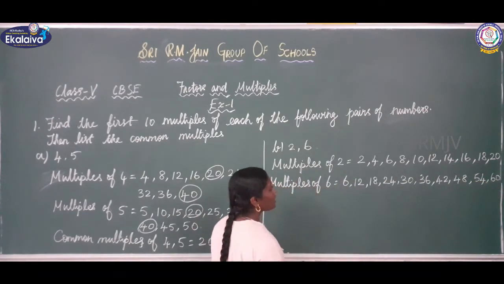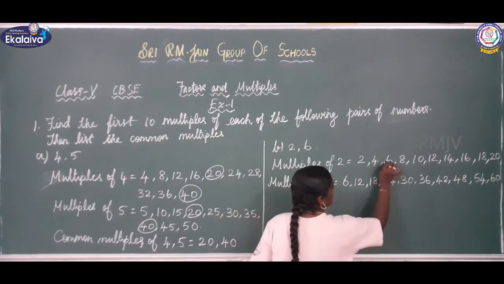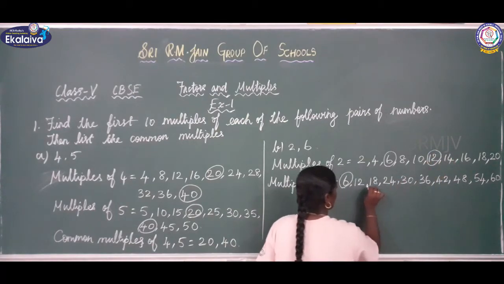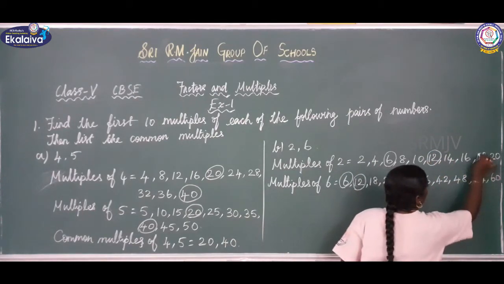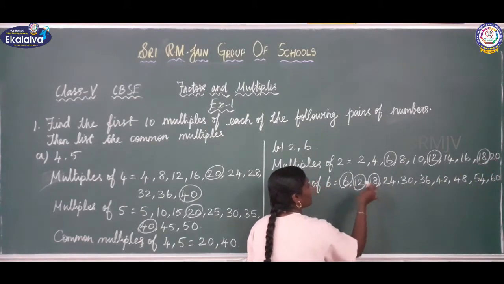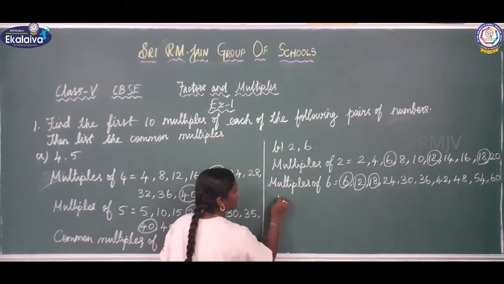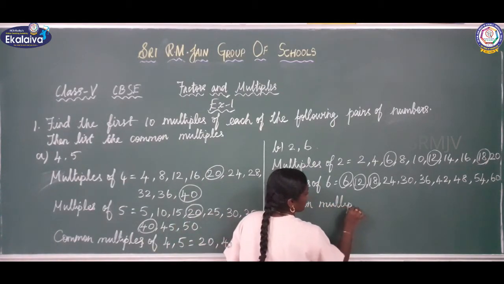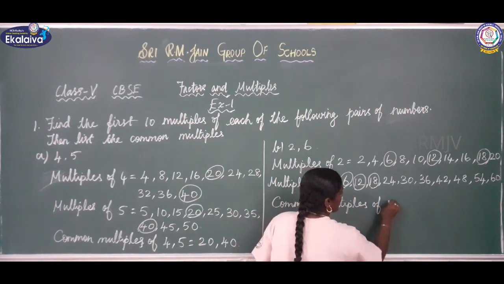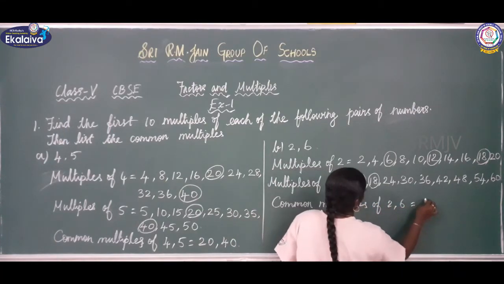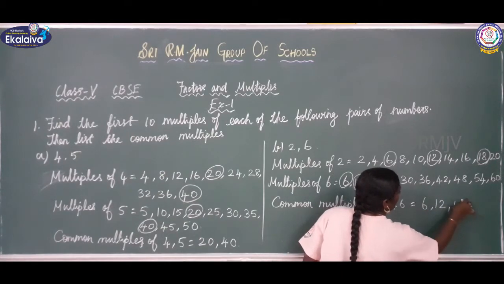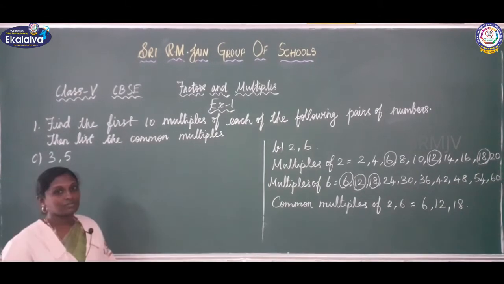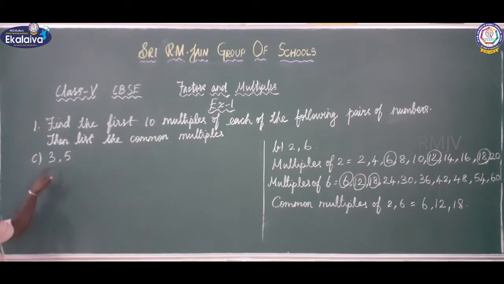Now we have to find out the common multiples. Here 6 is there, 6 and 12, then 18. These are the common multiples of 2 and 6, equal to 6, 12 and 18. Is it clear, children? The next two numbers, 3 and 5.